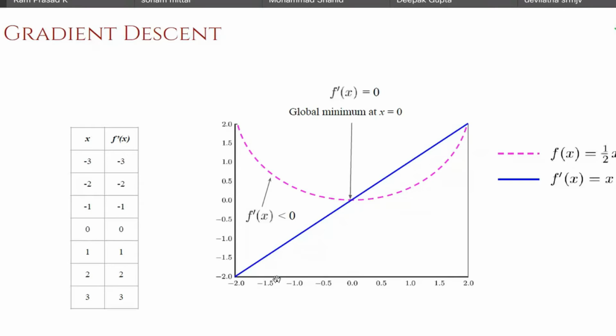We can start from a random point and then systematically navigate towards the minimal point. And this procedure is referred to as gradient descent. And where is it used?